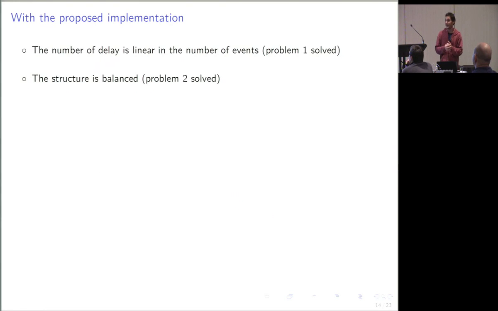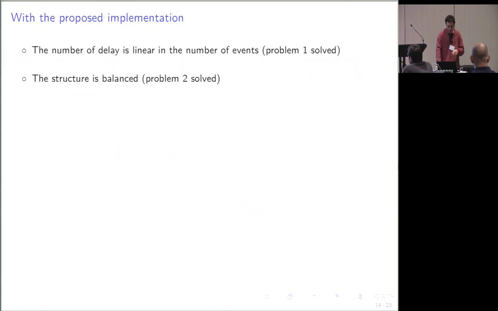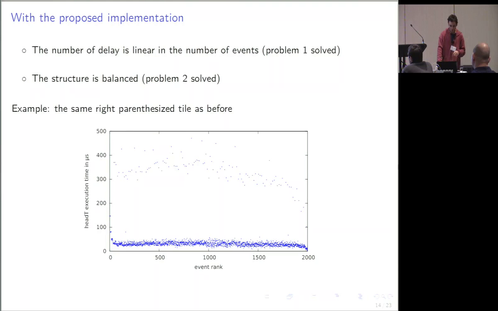So with our proposed implementation, we guarantee that the number of delays is linear in the number of events. Actually, the number of events is the upper bound for the number of delays, and the structure is balanced. So for this graph, with the same type of graph, with this implementation, we have this one, so it's pretty much better.